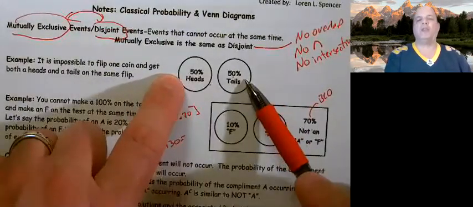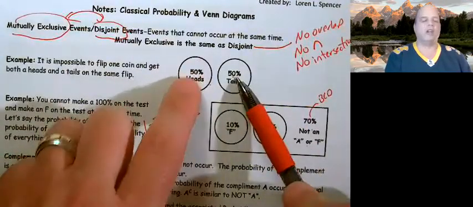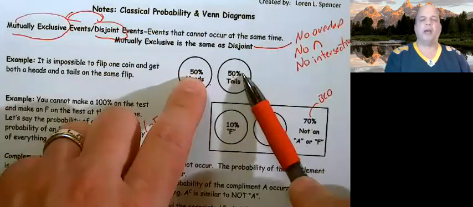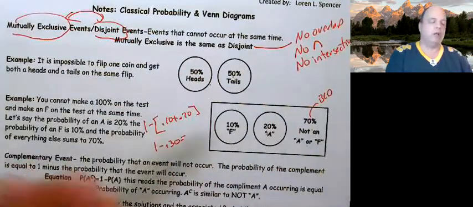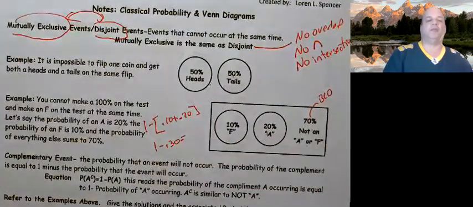Here, I don't have this boxed in because there is nothing on the outside. It's either heads or it's tails. This happens half, this happens half, and they add them up, that's one whole. Here, I had something besides the A and the F that could happen. That happens 70% of the time.